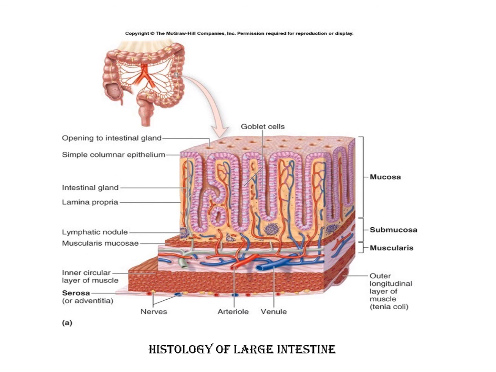This diagram shows the histology of the large intestine. In this picture, we can clearly see all the four layers of the large intestine, namely mucosa, submucosa, muscularis, and serosa. Goblet cells and intestinal gland cells are also visible here. These cells are responsible for secretion of mucus, which prevents the large intestine from damage by the undigested food material.